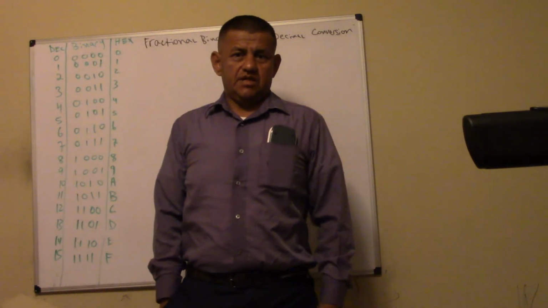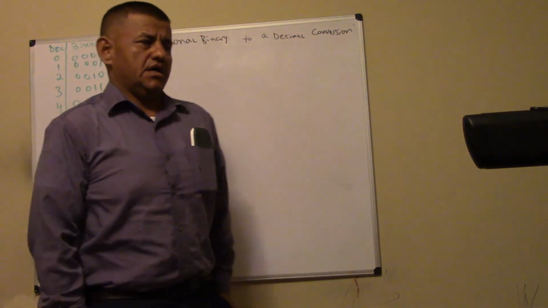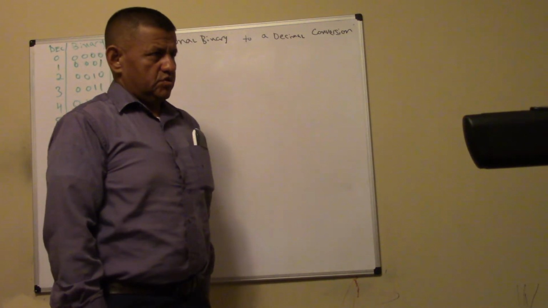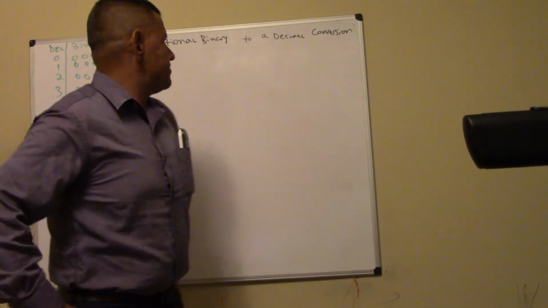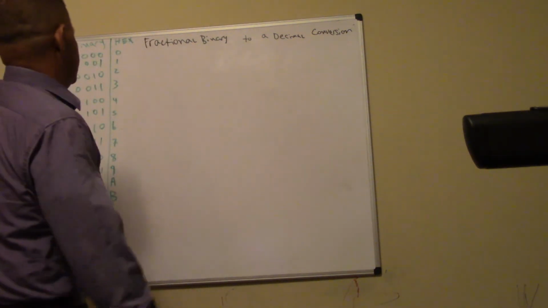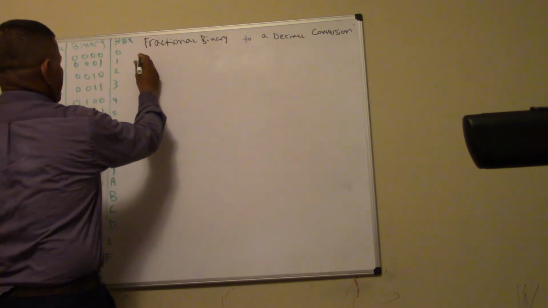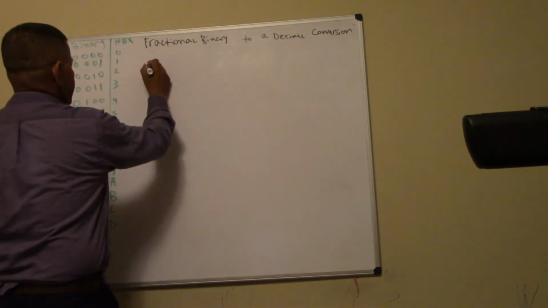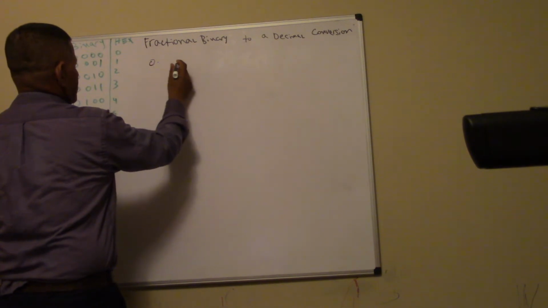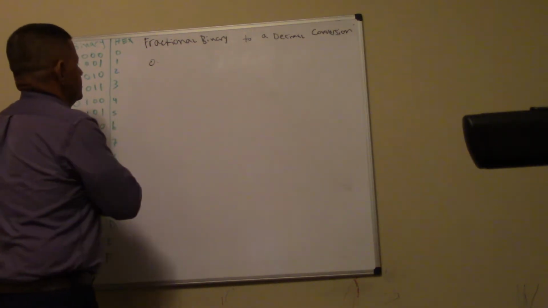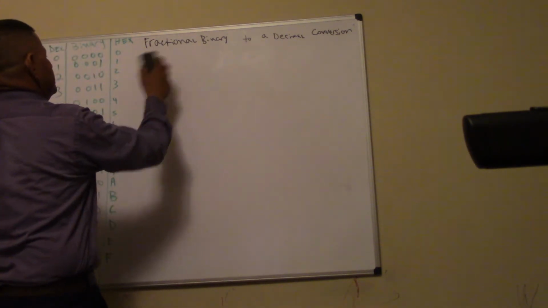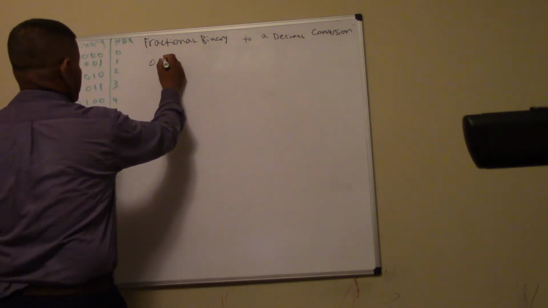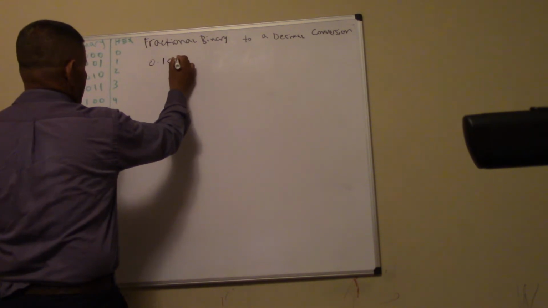Hey everybody, today I will do another video, and today we will still do binary numbers, but we will do fractional binary conversion, right? So let's say, for example, that you have a number to convert from fractional binary to a decimal, and you have some number like 0.01011, right?